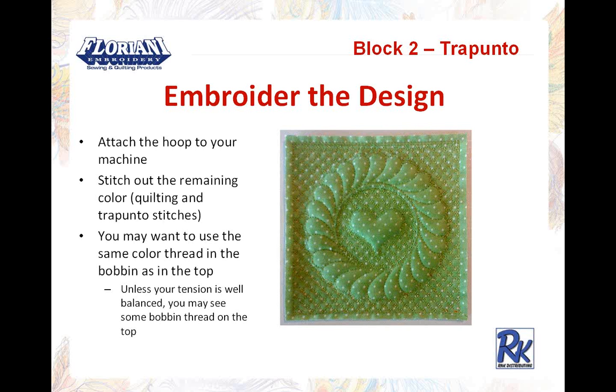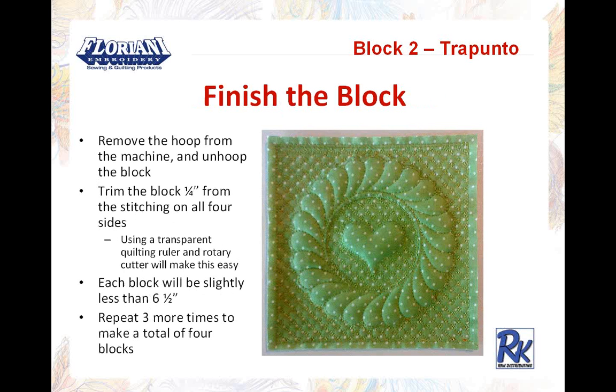And once you've stitched that out, you want to remove the hoop from the machine, unhoop the block, and then you're going to trim the block a 1/4 inch from the stitching on all 4 sides. Using a transparent ruler, a quilting ruler, and a rotary cutter makes this pretty easy. When you're done, each block is going to be slightly less than 6.5 inches square. And again, you want to repeat this 3 more times to make a total of 4 blocks.